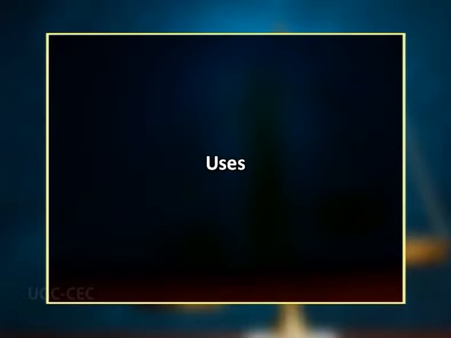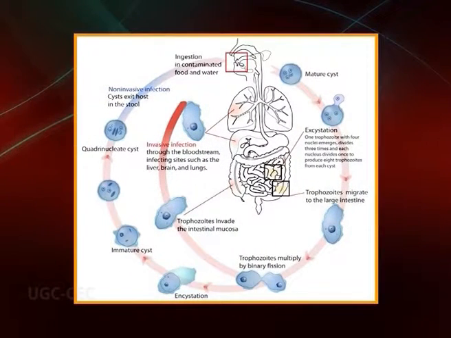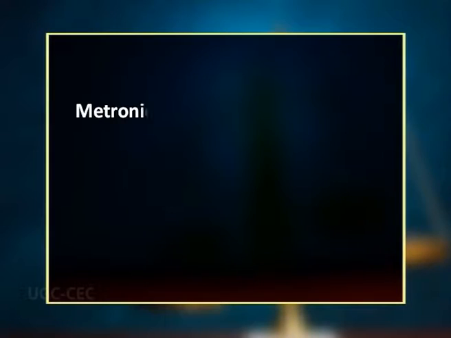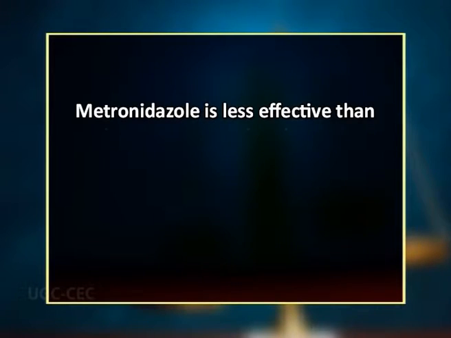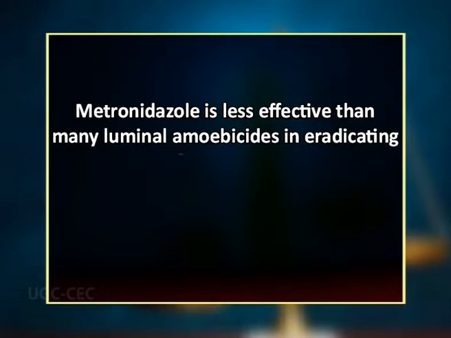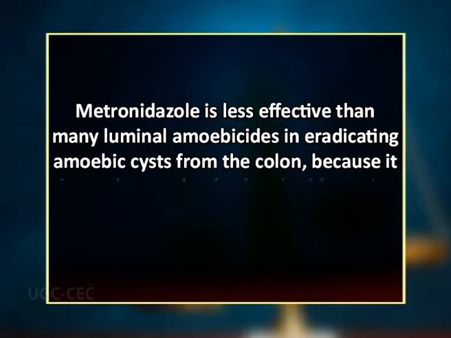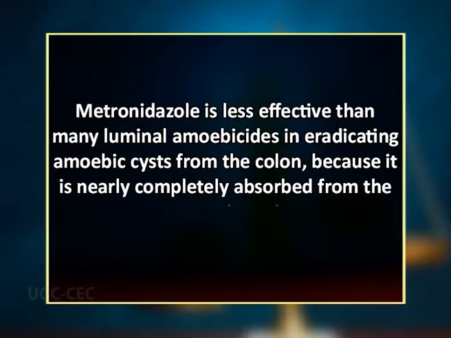Now some of its uses. In amoebiasis, metronidazole is a first-line drug for all forms of amoebic infection. Many dosage regimens have been tried. Metronidazole is less effective than many luminal amoebicides in eradicating amoebic cysts from the colon because it is nearly completely absorbed from the upper bowel.